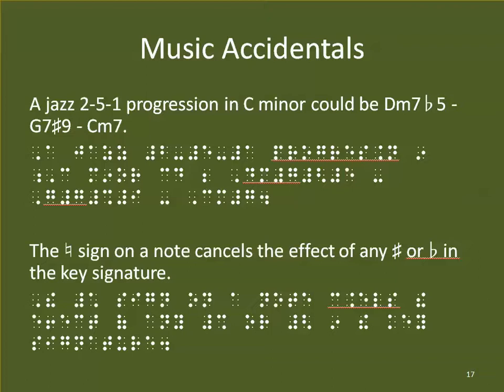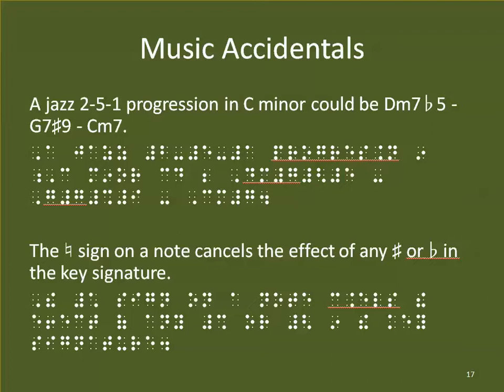So we have a jazz 2-5-1 with hyphens, so we need to start numeric mode for each of those numbers. Progression in C, need that grade 1 mode symbol indicator there. Minor could be capital D, M, 7. And then we have our flat symbol that terminates numeric mode, so we need the numeric mode indicator again for the 5. A spaced hyphen, G, numeric mode 7, our musical code for the sharp sign, and then numeric mode needs to start up again for 9, spaced hyphen, CM, numeric mode 7.